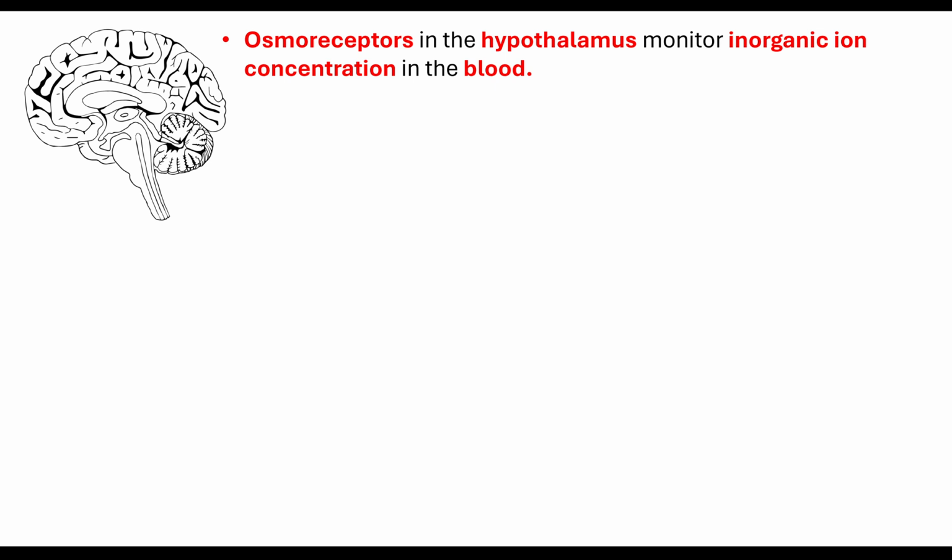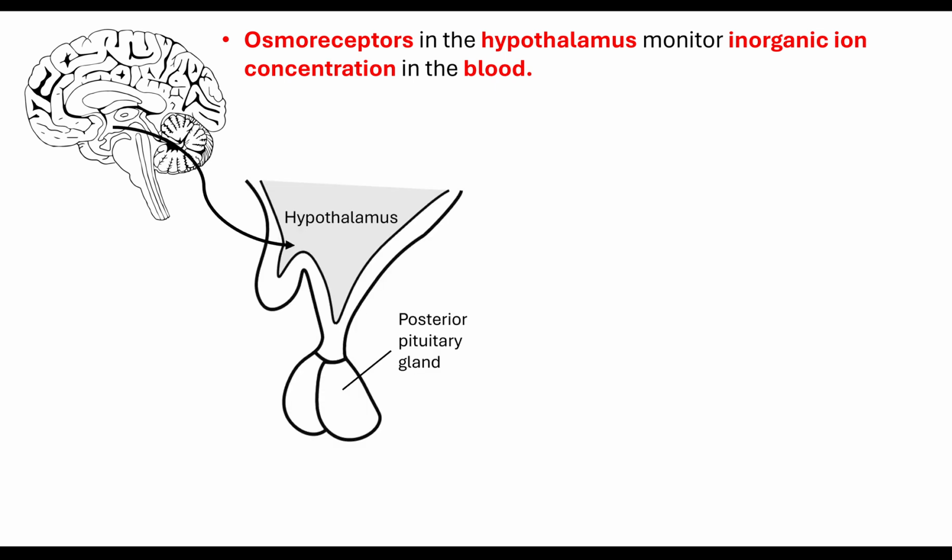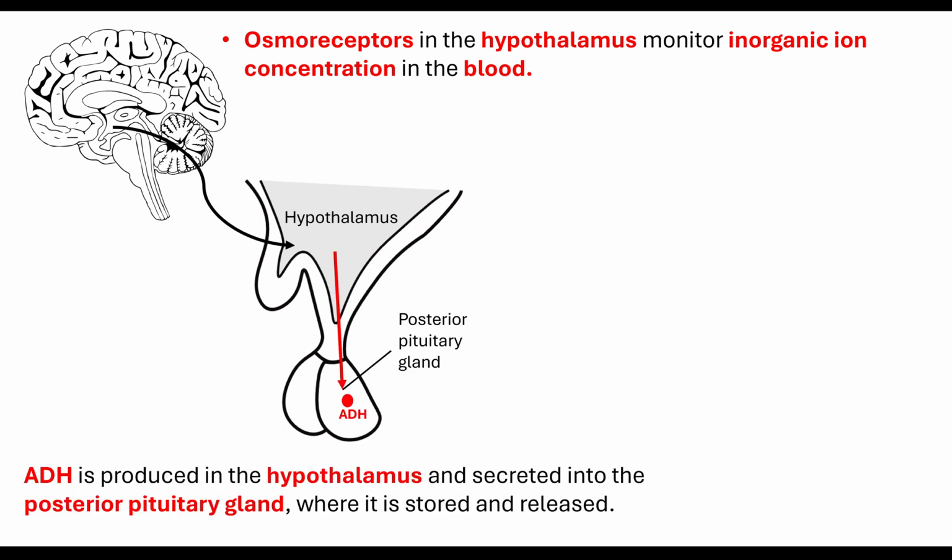So the osmoreceptors in the hypothalamus are going to monitor this, and if there is an imbalance in our water potential, the hypothalamus is going to produce a hormone called antidiuretic hormone. Now, the antidiuretic hormone, ADH, that's produced in the hypothalamus actually gets secreted into the posterior pituitary gland. It is stored there, and when it is needed, it is then released.